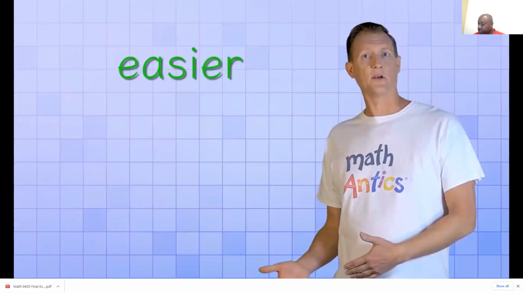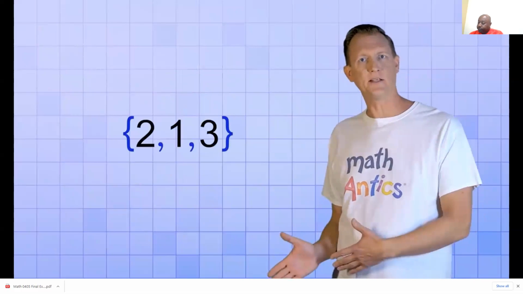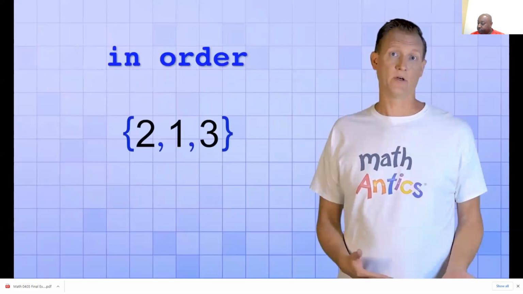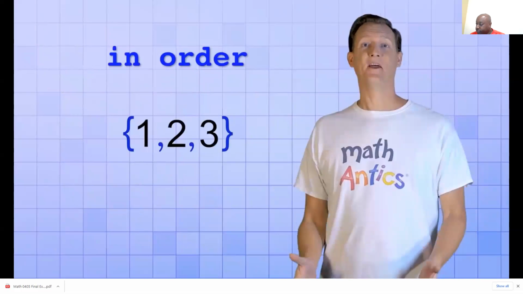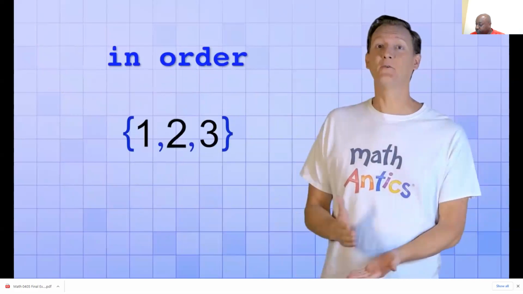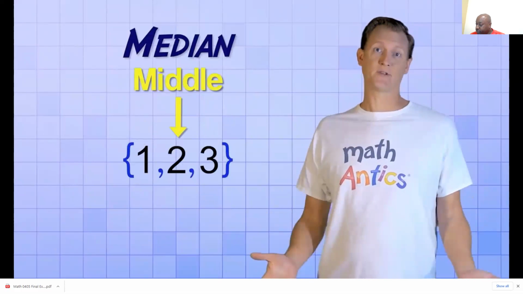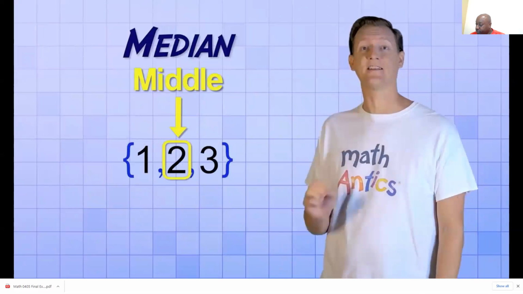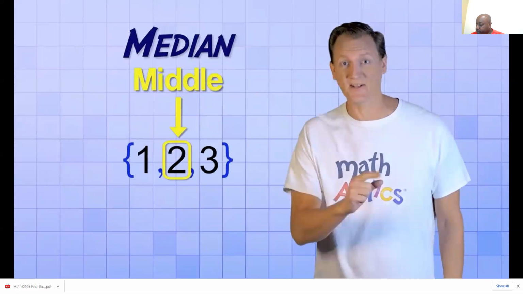So to make things easier, let's start with a really basic data set that isn't in order. It's pretty easy to see that we can put this data set in order from the least to the greatest value just by switching the 2 and the 1. There, now we have the data set 1, 2, 3, and finding the median or middle of this data set is easy. It's just 2, because the 2 is located exactly in the middle. That almost seems too easy, doesn't it? But don't worry, it gets harder.